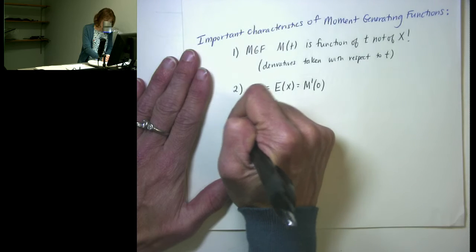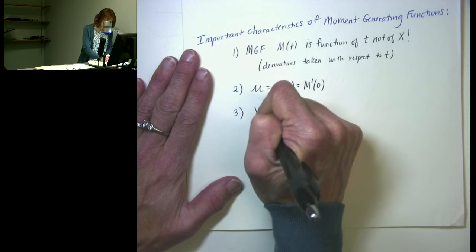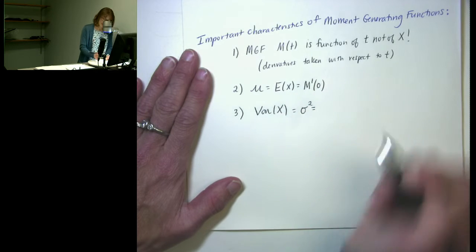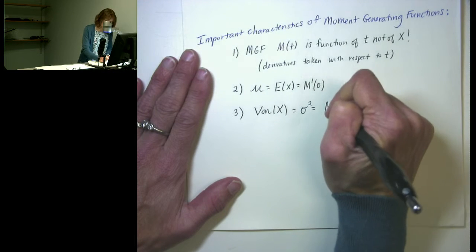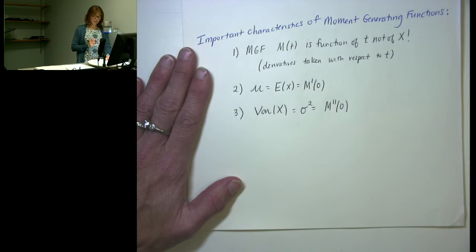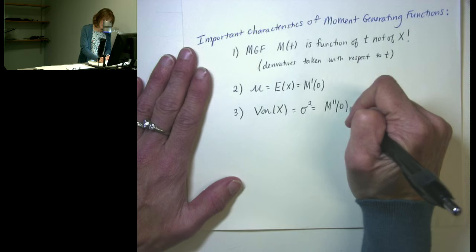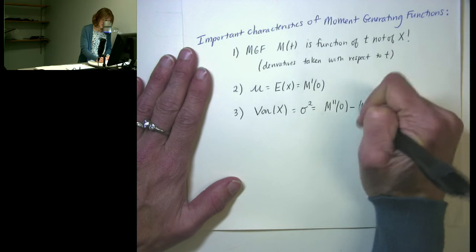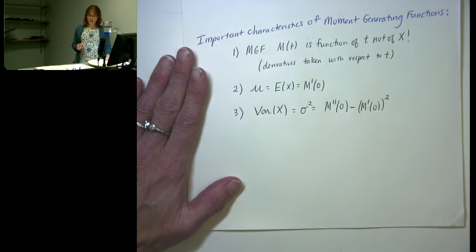We also saw that the variance of x, sigma squared, can be found by taking the second moment, so the second derivative of the generating function evaluated at 0, minus the first moment squared. As I say, we already mentioned that.